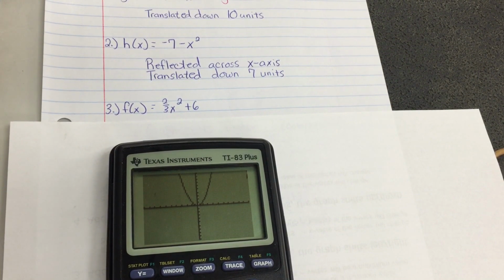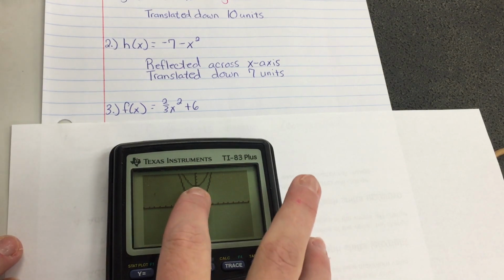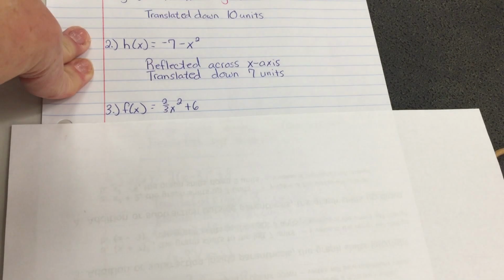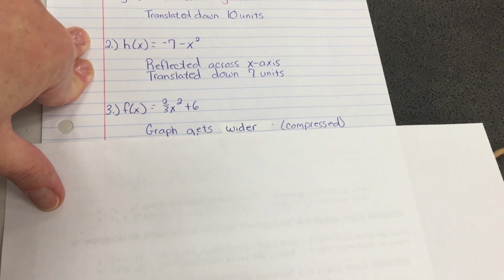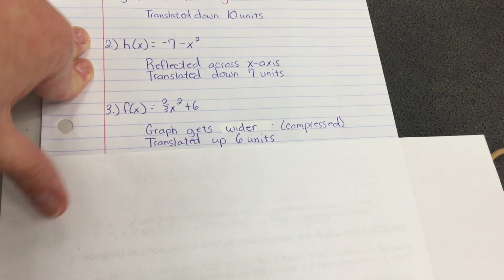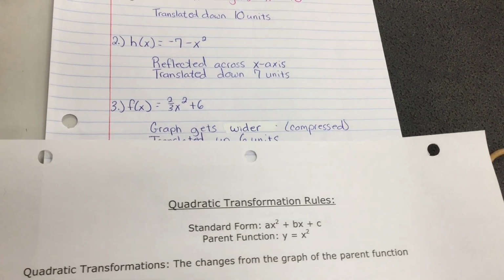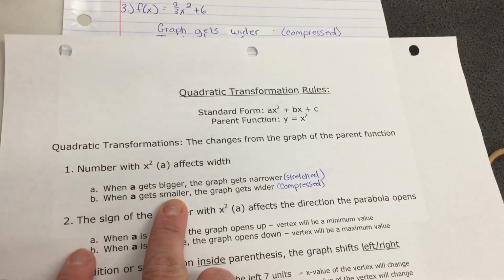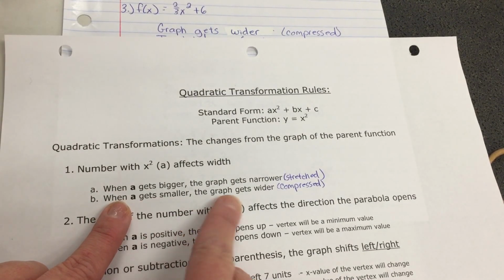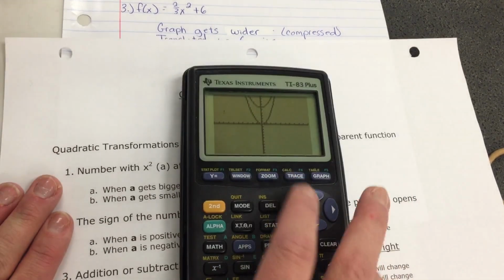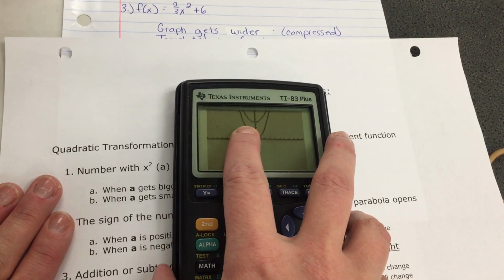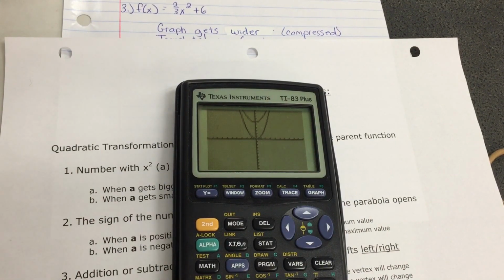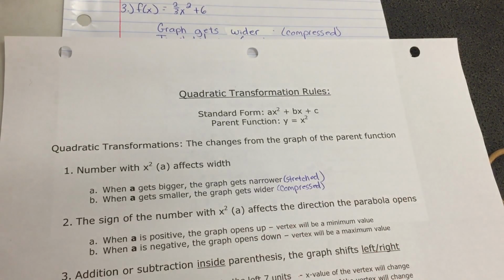Parent function. And then it stretches and gets more narrow, okay, up at the top. But it also shifted up 6. Let's see what we have here. It says the graph gets wider and compresses. See, I even messed that up. Let's see here. Oh, A is smaller. Oops, see, look, I messed up. When A gets smaller, the graph gets wider. And that's what that did. So, see, I messed that up. That's one thing I have to keep straight too. When A gets smaller, the graph gets wider. Okay.